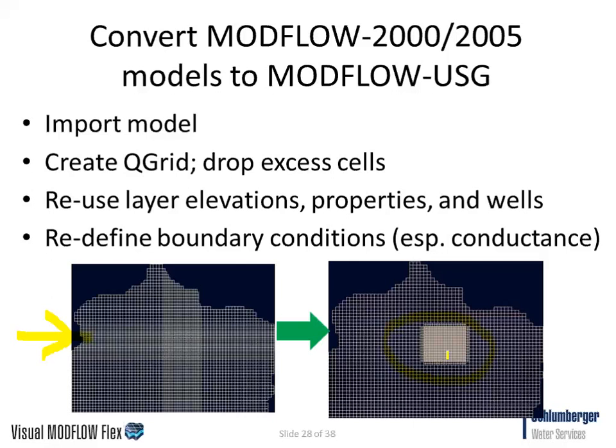So this will really allow you to take models, for example, that are not converging right now or take a long time to run with regular MODFLOW, and then exploit the capabilities of MODFLOW-USG with this efficient grid refinement and the other full capabilities that come along with this new code.